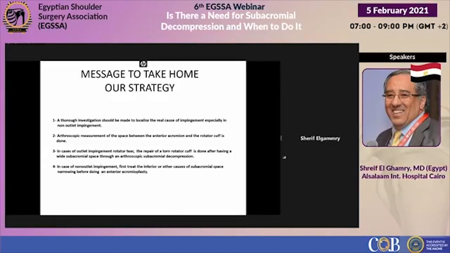The take-home message is that a thorough investigation should be made to localize the real cause of impingement, especially in non-outlet impingement. Arthroscopic measurement of the space between the anterior acromion and the rotator cuff has to be made. In cases of outlet impingement tear, the repair of the torn rotator cuff is done after arthroscopic subacromial decompression. In case of non-outlet impingement, first treat the inferior or other causes of subacromial space narrowing before doing an anterior acromioplasty. Thank you very much.